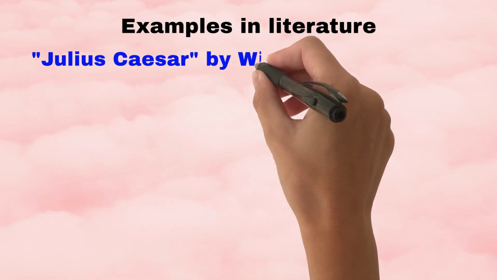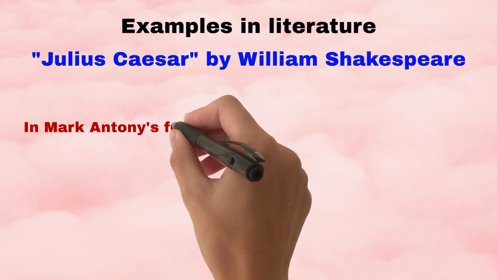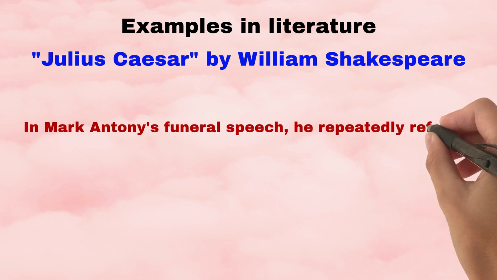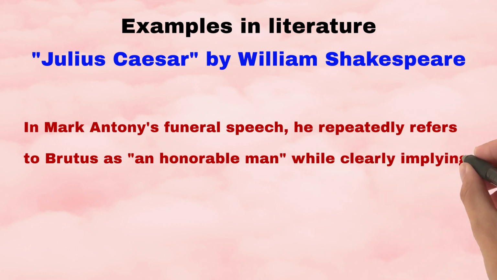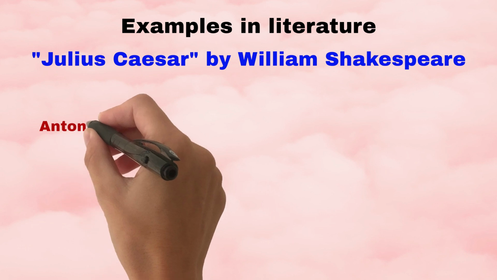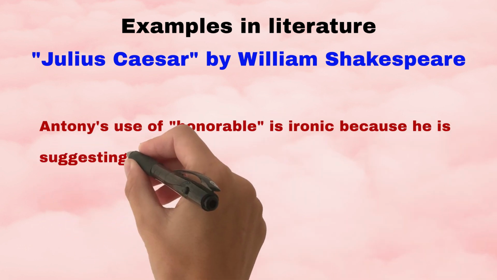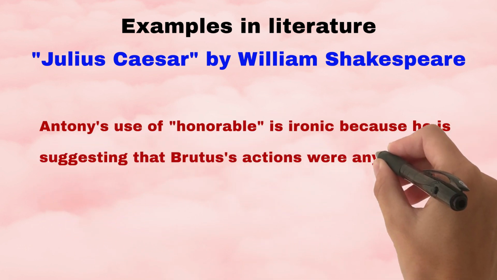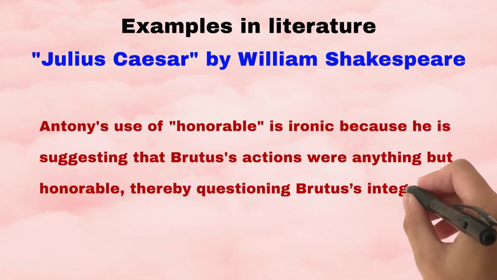Julius Caesar, by William Shakespeare. In Mark Antony's funeral speech, he repeatedly refers to Brutus as an honorable man, while clearly implying the opposite. Antony's use of honorable is ironic, because he is suggesting that Brutus's actions were anything but honorable, thereby questioning Brutus's integrity.